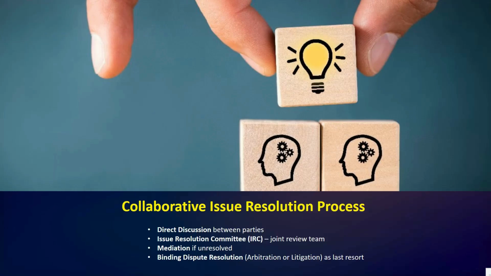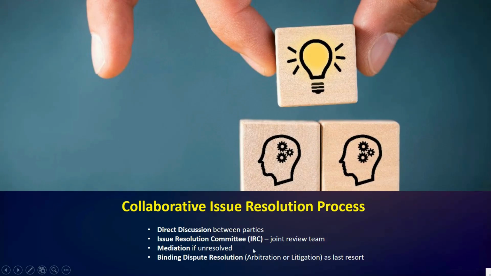Okay, so next we have the collaborative issue resolution process. First, there is direct discussion between the parties. The goal is to resolve the issue informally and quickly. Second, the issue resolution committee, IRC. If that does not work, the matter goes to the issue resolution committee, a joint review team made up of representatives from both sides.